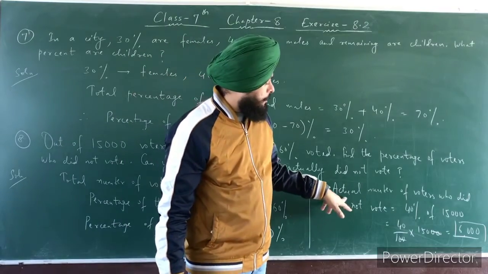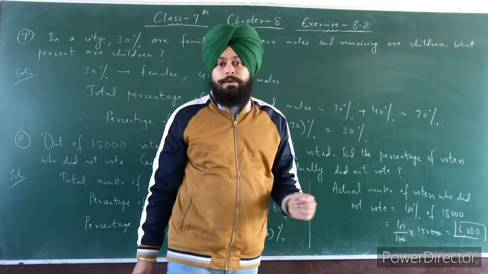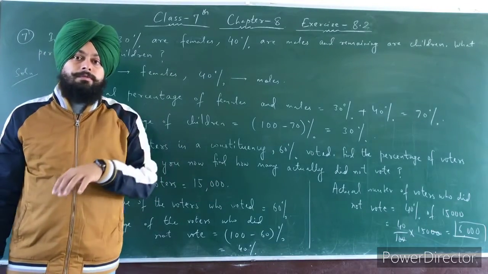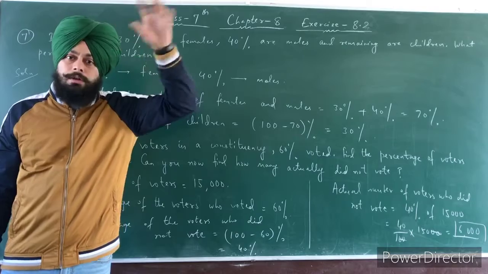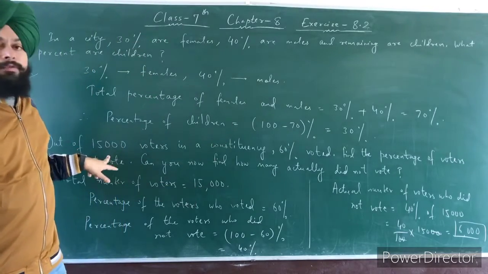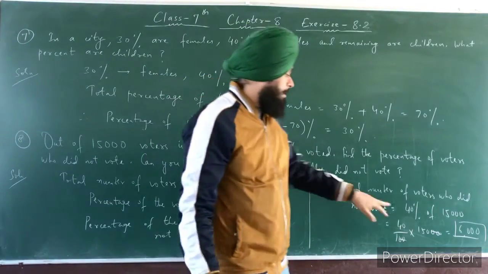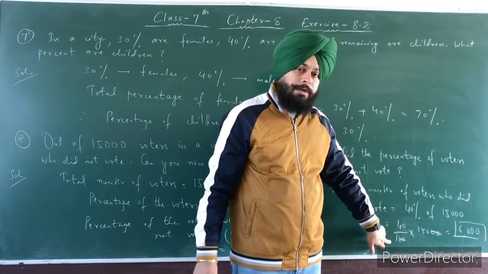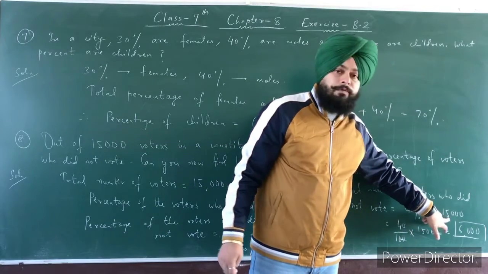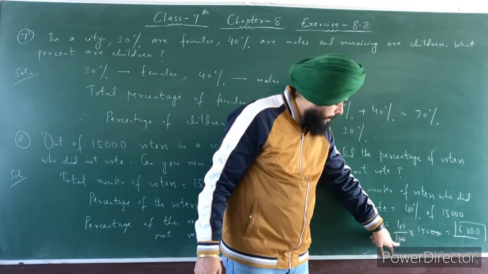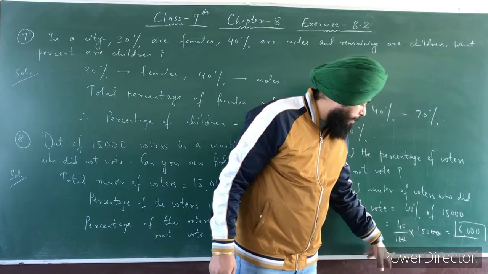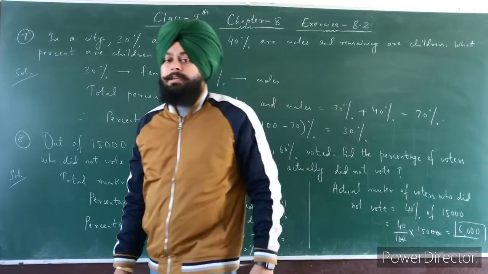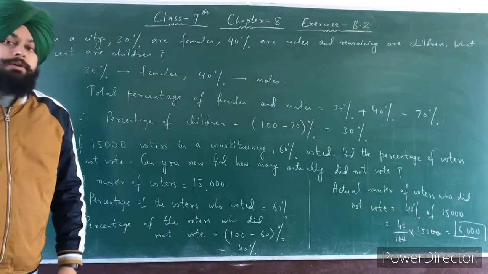Now we will find the actual number of voters who did not vote. Actual number: 40% of voters did not vote. So 40% of what? Total. And the total is how many? 15,000 voters. It means we have to find 40% of 15,000. So 40% is written as 40 over 100. Of means multiply, and the total number of voters is 15,000. So you should cancel 2 zeros from the numerator and denominator. Now 150 into 40 is 6,000. It means 6,000 voters did not vote.